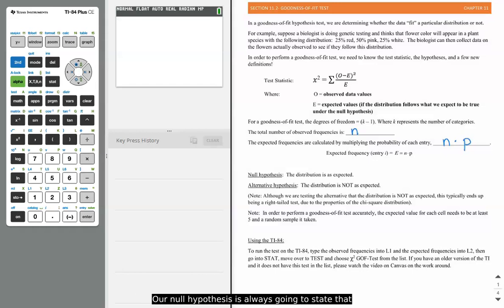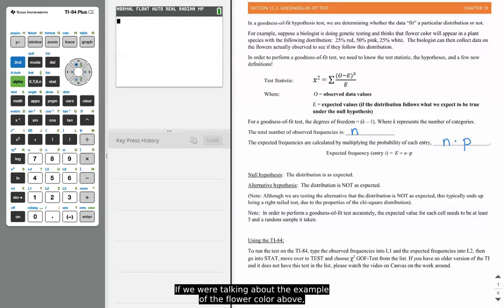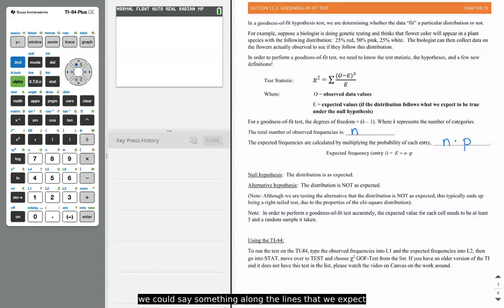So our null hypothesis is always going to state that the distribution is as expected. If we were talking about the example of the flower color above, we could say that we expect the flower color is 25% red, 50% pink, 25% white. The alternative hypothesis is that the distribution is not as expected. Just to note, although we are testing the alternative that the distribution is not as expected, this typically ends up being a right tail test due to the properties of the chi-square distribution.